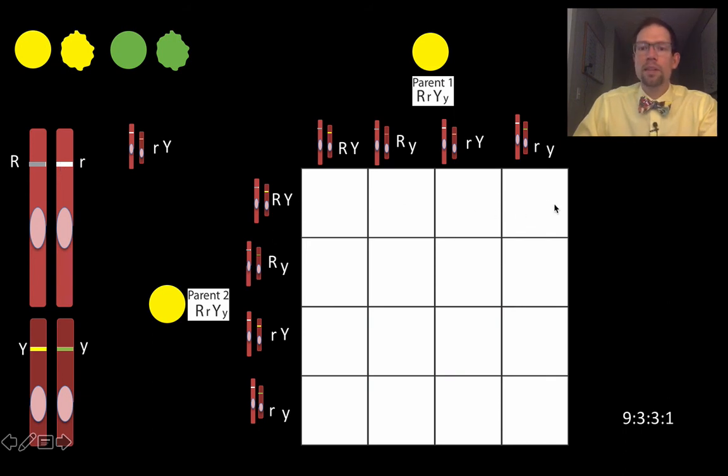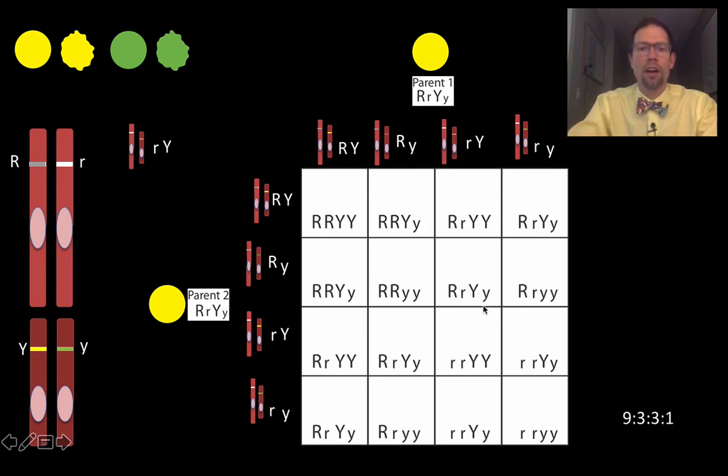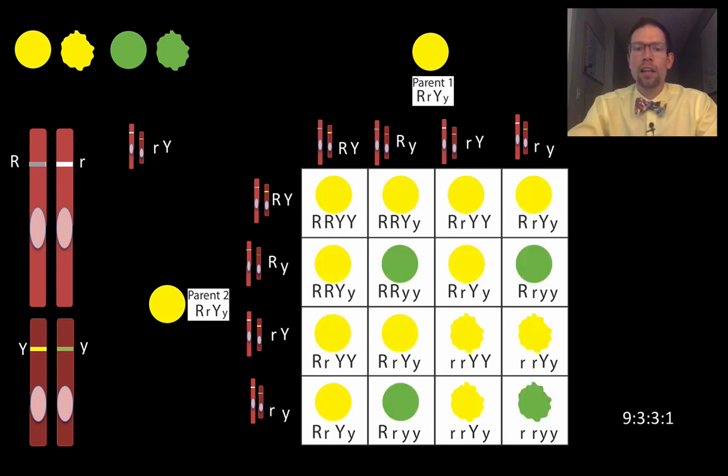So now we fill out this Punnett square just like we filled out the other Punnett square, except that we have to do more of them. So this is going to get big R, big Y all the way across here, big R, little y all the way across here, little r, big Y all the way across here, and little r, little y all the way across here. And then we do the same thing going down, and that gives us all of our genotypes. So these are the genotypes that we get. The phenotypes that we get, how they actually appear, look like this.